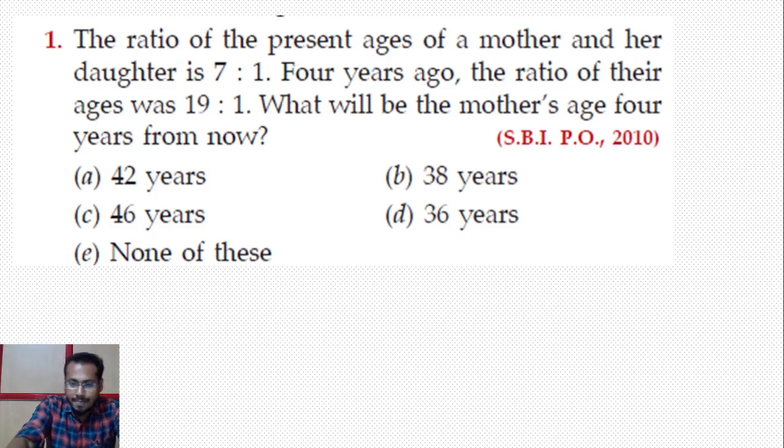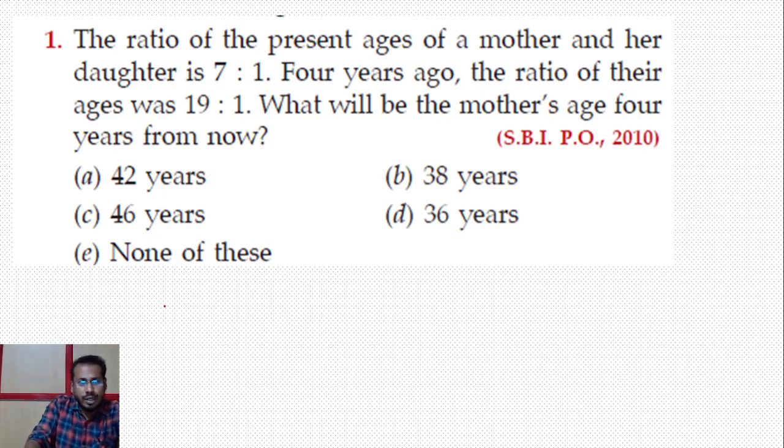Look at this question. The ratio of the present age of a mother and her daughter is 7:1. 4 years ago, the ratio of their ages was 19:1. What will be the mother's age 4 years from now? Whenever your question has two ratios, it may be ratio and proportion, partnership, or time and work. You get two ratios in a single question.